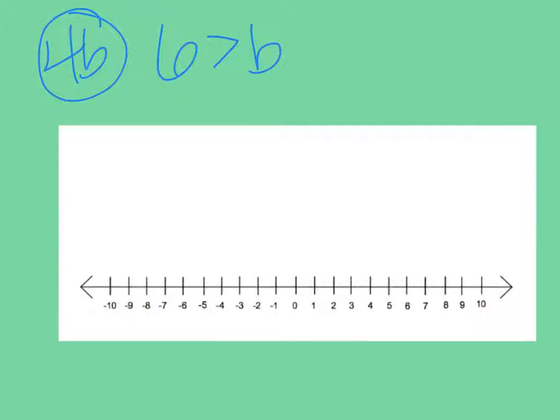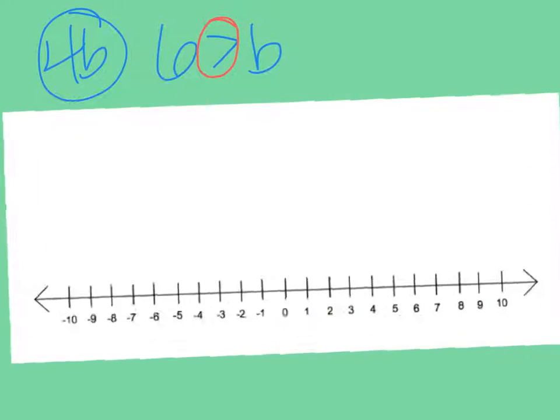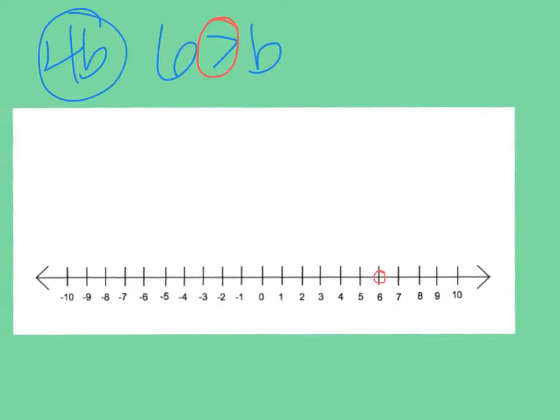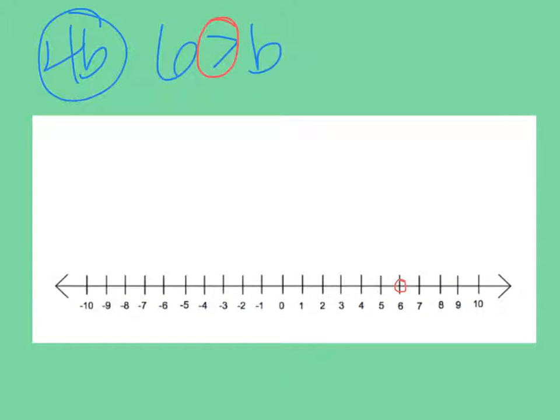Now we have, for 4b, 6 is greater than b. So if you remember what we said the first time, if we have a greater than or less than symbol, the number that we know, which is 6, we will be drawing an open circle around the number 6, because it's stopping there, but it can't be that number. Now, we know that 6 is greater than b, which means that b cannot be greater than 6.